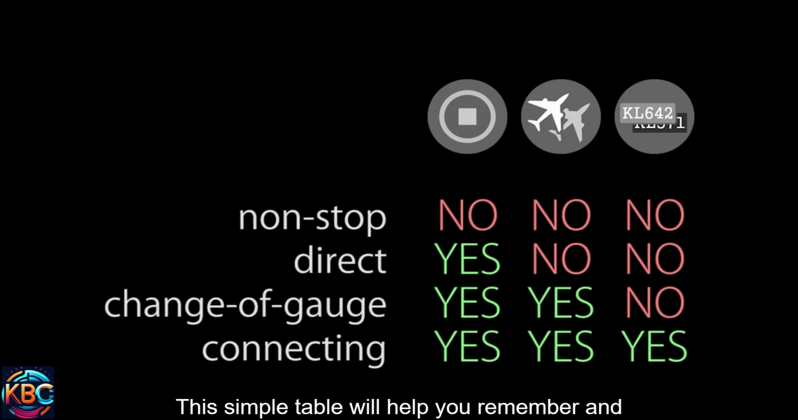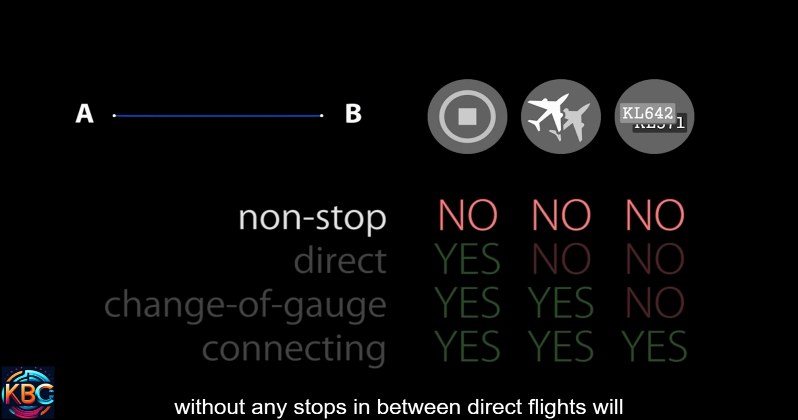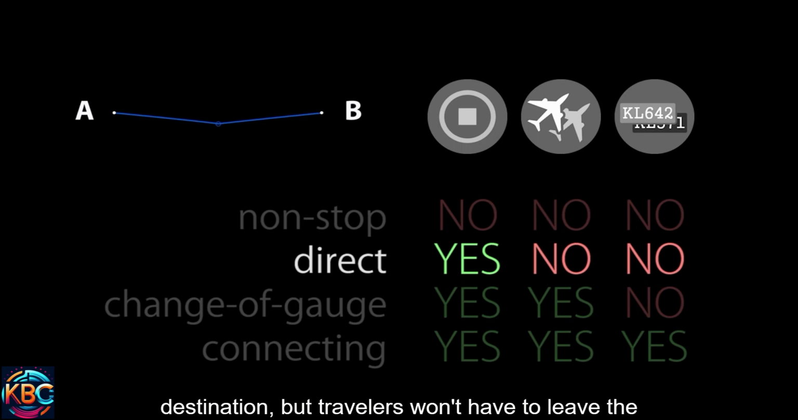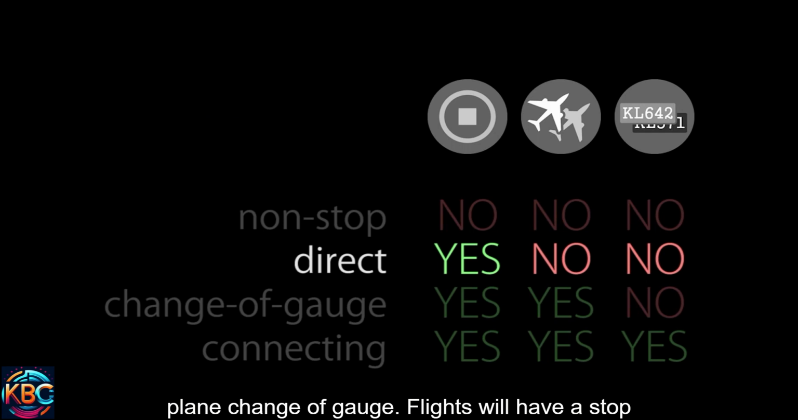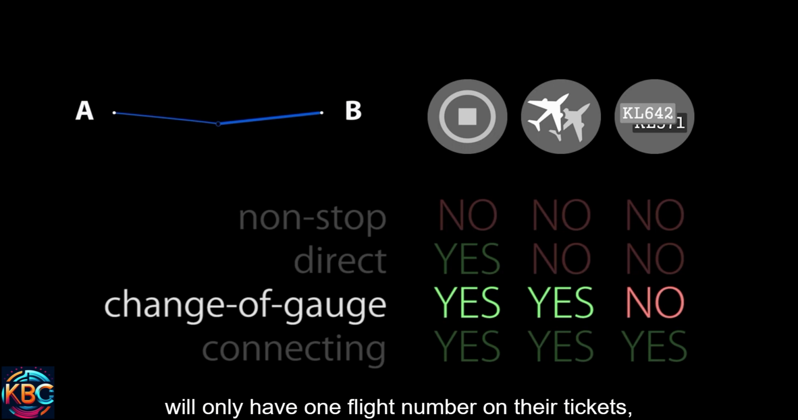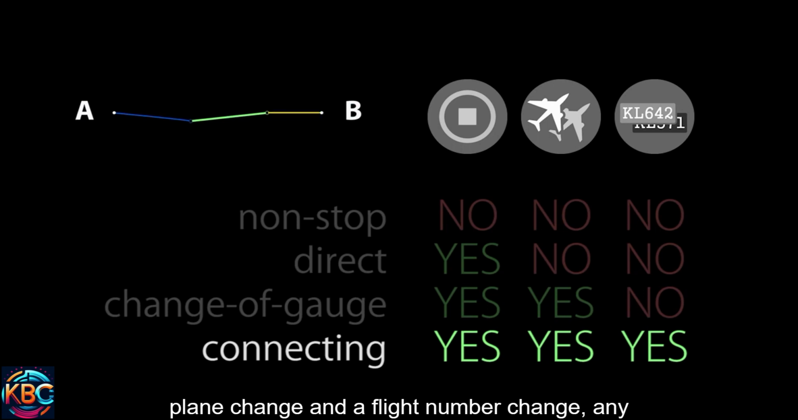This simple table will help you remember and distinguish all the flight types. Non-stop flights take passengers straight to their destination without any stops in between. Direct flights will land at least once before reaching the final destination, but travelers won't have to leave the plane. Change of gauge flights will have a stop that requires a plane change, although passengers will only have one flight number on their tickets. Connecting flights entail at least one stop with a plane change and a flight number change.